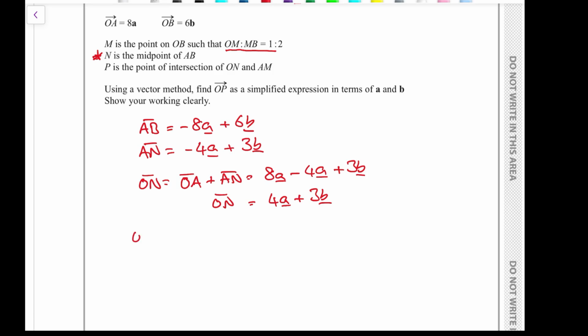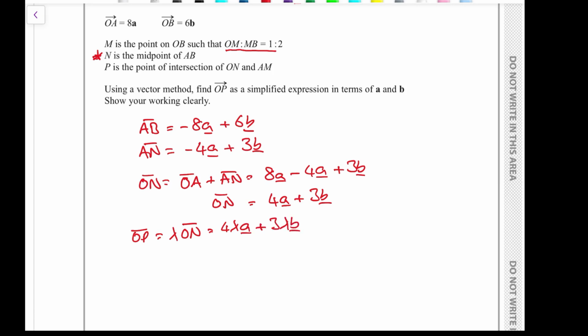This is where the part comes in that I know when I teach it that pupils tend not to like. I'm just going to create this as me saying it's true. I'm going to say that O to P is lambda lots of O to N, which means that O to P must be 4 lambda lots of A plus 3 lambda lots of B.